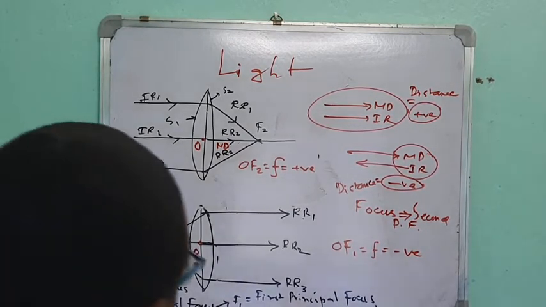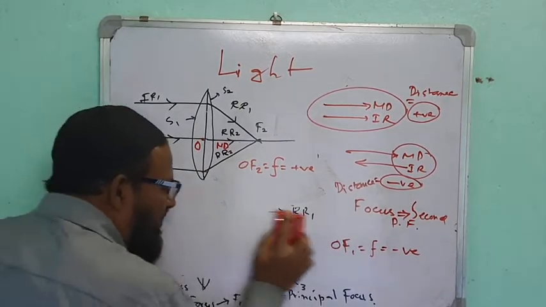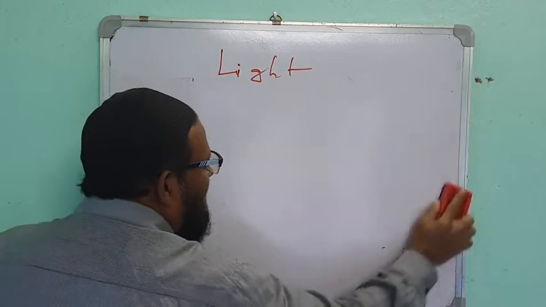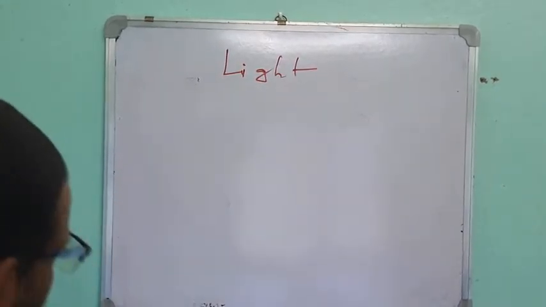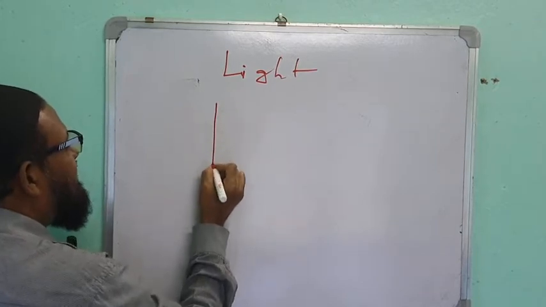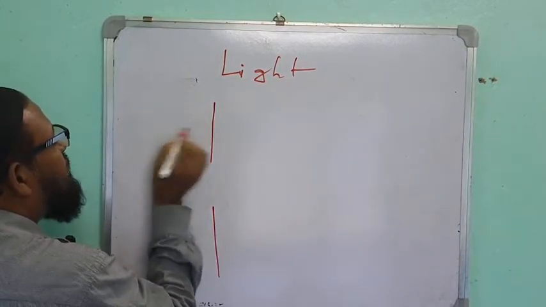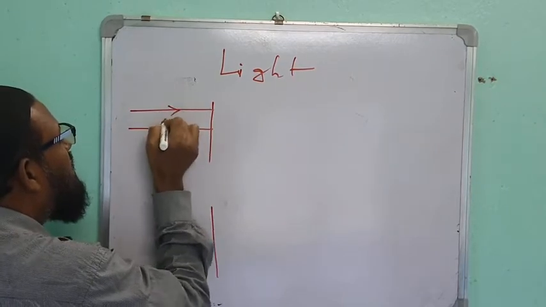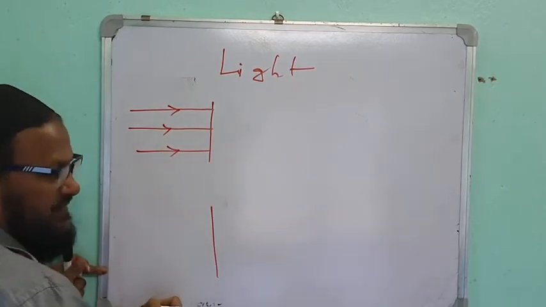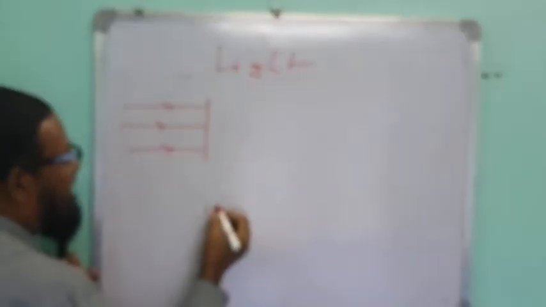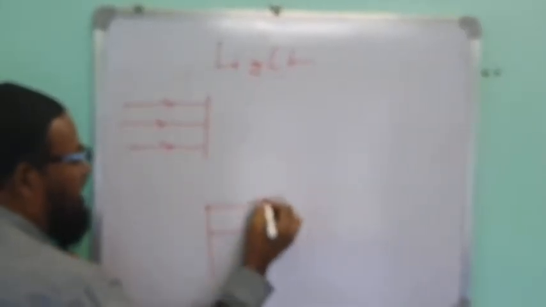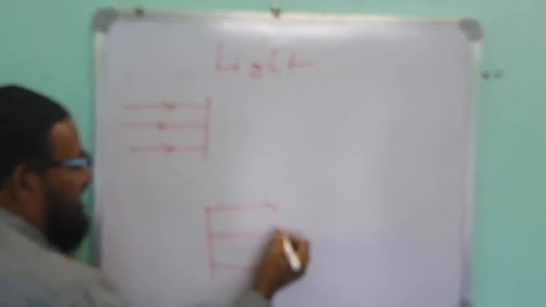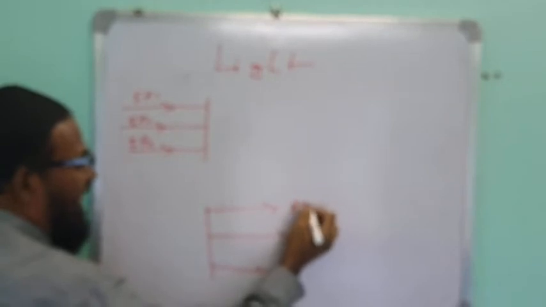Is it clear? Now, I am giving the same figure for a concave lens. Be careful. In this case, what is the rule? On this side, these are IR1, IR2, IR3. And these are RR1, RR2, RR3.